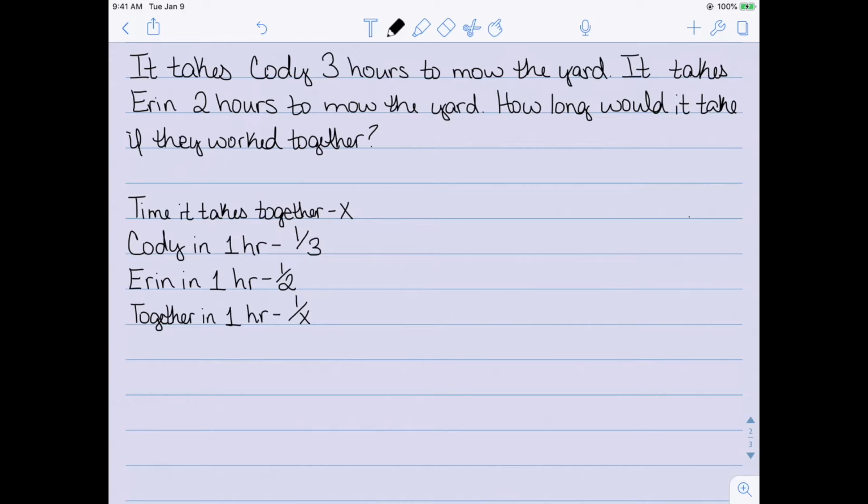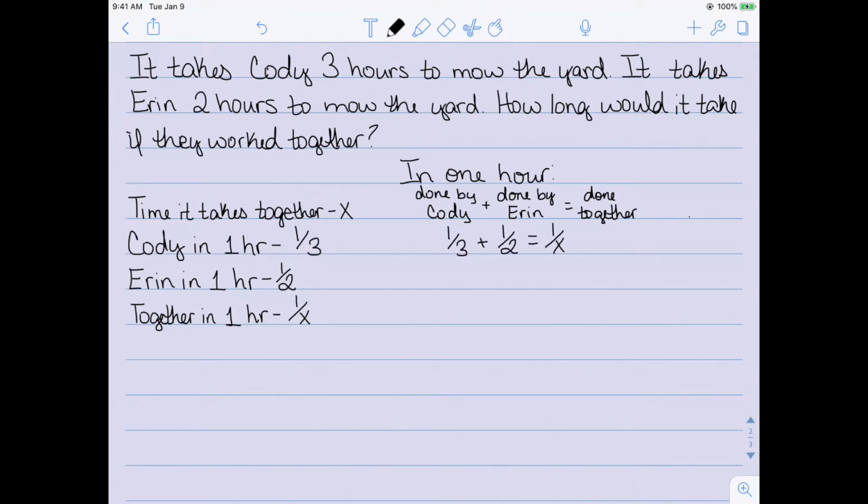So now let's see if we can set up an equation. We're going to use this idea that in 1 hour, the fraction done by Cody plus the fraction done by Aaron should be the fraction that they've done together, the total fraction done. So let's stick in what we know. 1/3 plus 1/2 is equal to 1 over x. When dealing with fractions, the easiest thing to do is to multiply through by the least common denominator. In this case, that would be 6x.